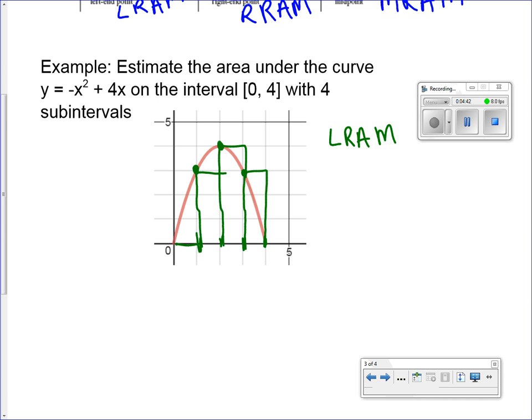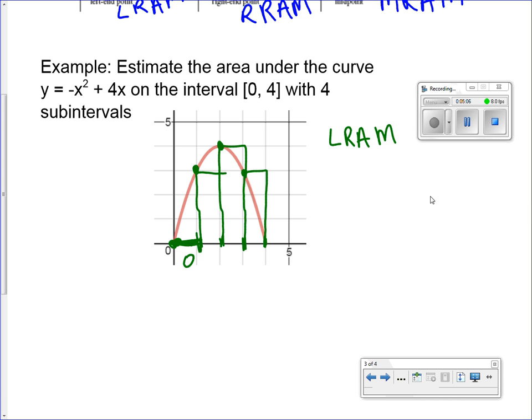Now the first rectangle is actually a little tricky because the left side's right here, so there is no rectangle there. So we're going to find the area of each of those rectangles, and we're going to add them up, and that'll approximate the area under that curve. So the first rectangle I hope you see is easy. The height is 0. So the first rectangle has an area of 0.